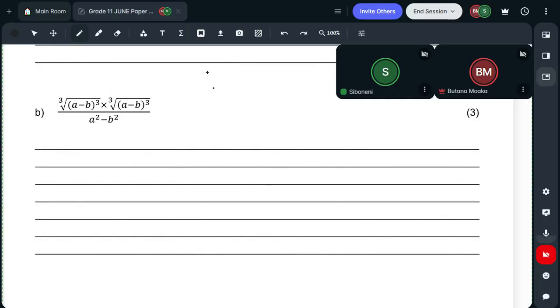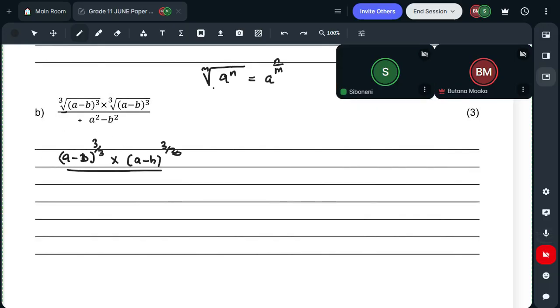Okay, so what you need to understand when working with the exponents is that if I have a to the n over m, I can write this as a to the n over m. Whatever exponent you have inside becomes your numerator. Whatever you have outside becomes your denominator. So I can write the first part as (a minus b) to the power 3 over 3, and this is multiplied by (a minus b) to the power 3 over 3. Do you understand that part?